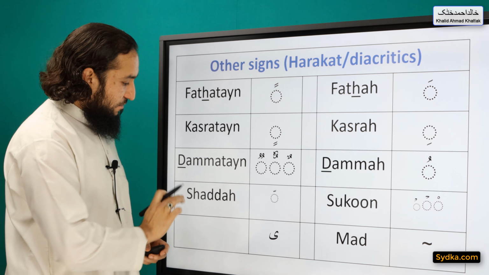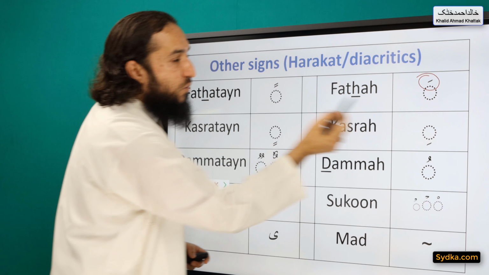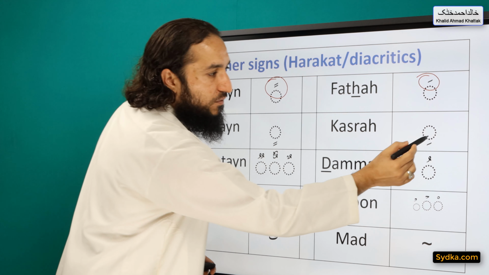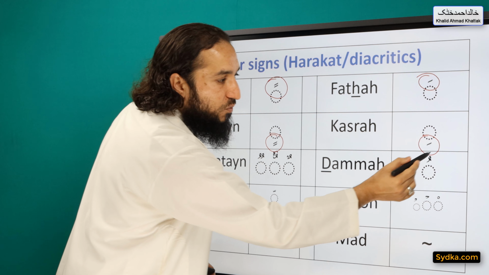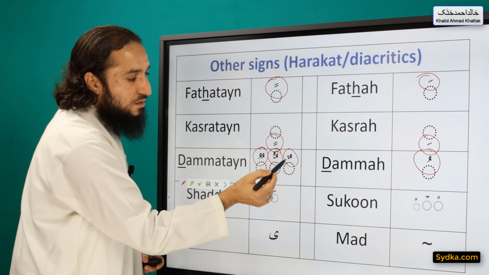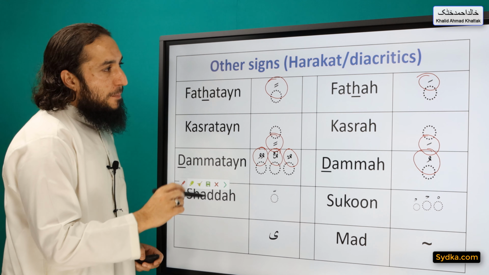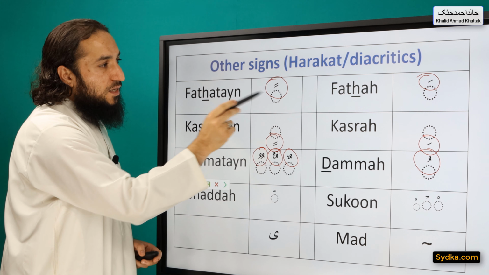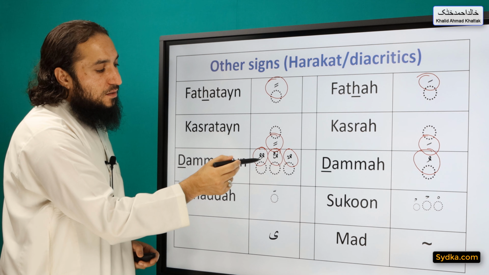Explain it here. If you see here, that's fatha, and when we double fatha, that will become fathatain. We have kasra. When we double it, that will become kasratain. And we have dhamma. When we double it, that will be dhammatain. That's 3 ways of writing, all meaning the same. So that's fatha, fathatain, kasra, kasratain, dhamma, dhammatain. Fathatain is always written above the letter, kasratain below the letter, and dhammatain above the letter.